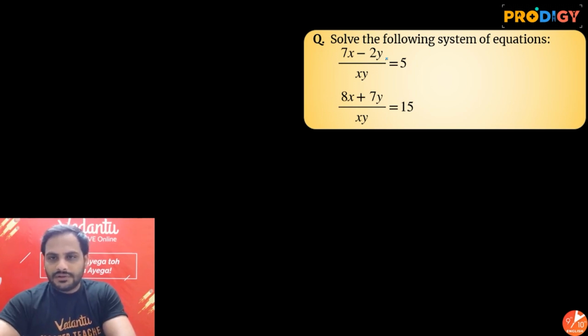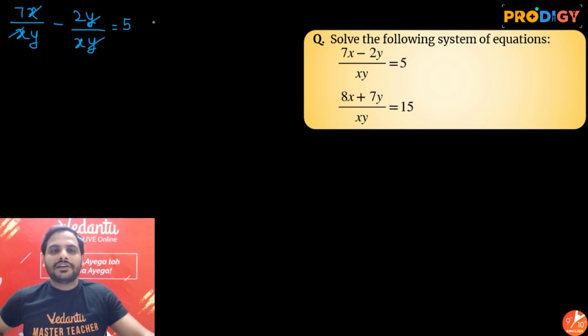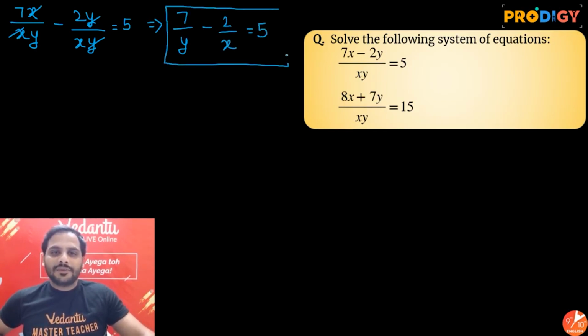So what I saw, sir, here x is there, here y is there, and in the denominator multiplication is present, x into y. So I can say, sir, it may be that if I split the denominator, it might be useful for me. How? So let us split the denominator. So first equation will become 7x upon xy minus 2y upon xy is equal to 5. But here x to x got cancelled, here y to y got cancelled. We are getting the equation 7 by y minus 2 by x is equal to 5. This is my first equation.